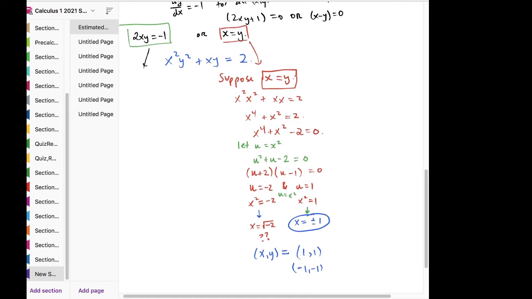Okay, so I probably want to use substitution here, right? So what variable do you want to solve for? To make it easier, you could just say xy is equal to, actually you can just do that. If xy is equal to negative 1/2, what's x squared y squared equal to?